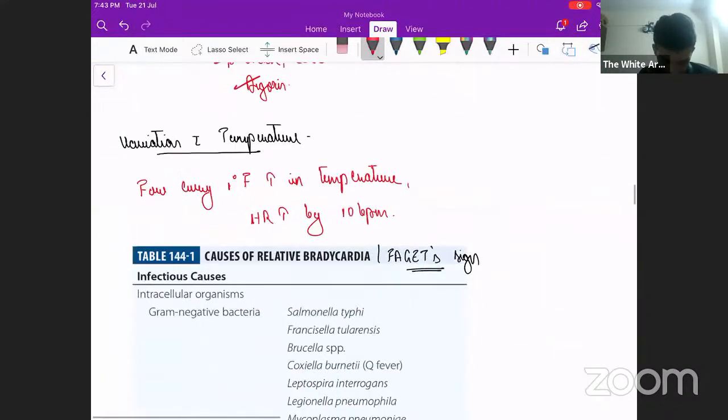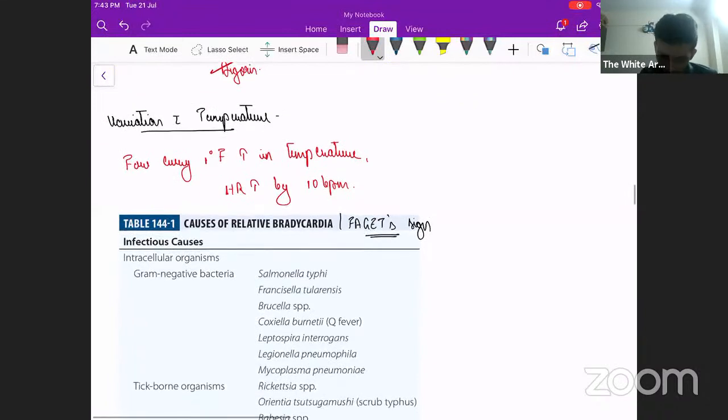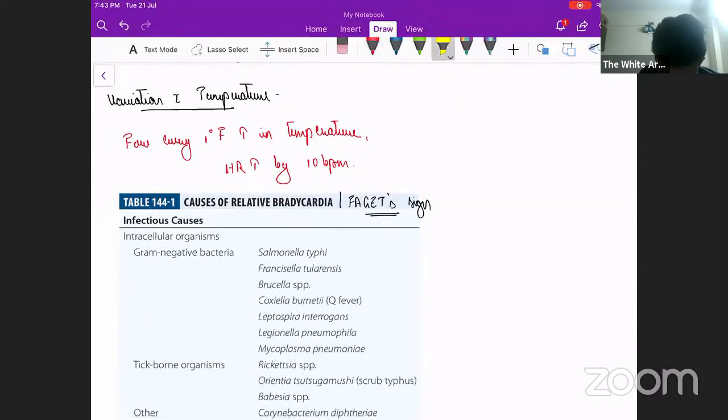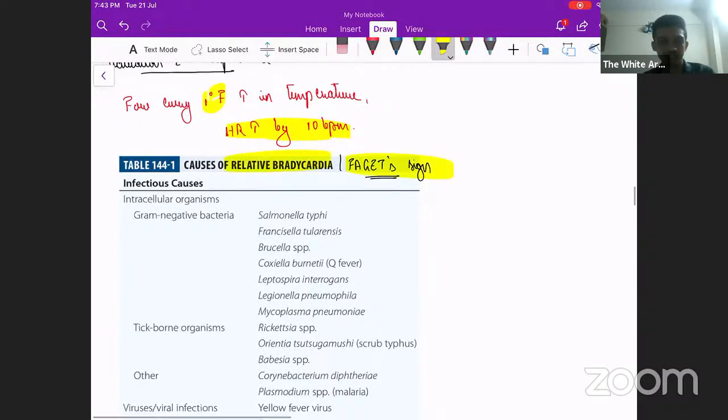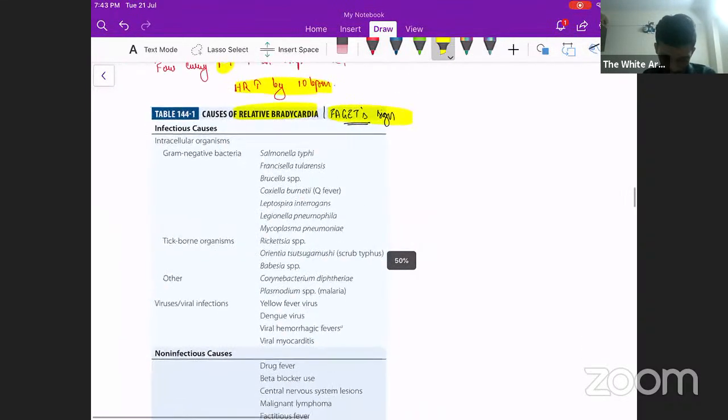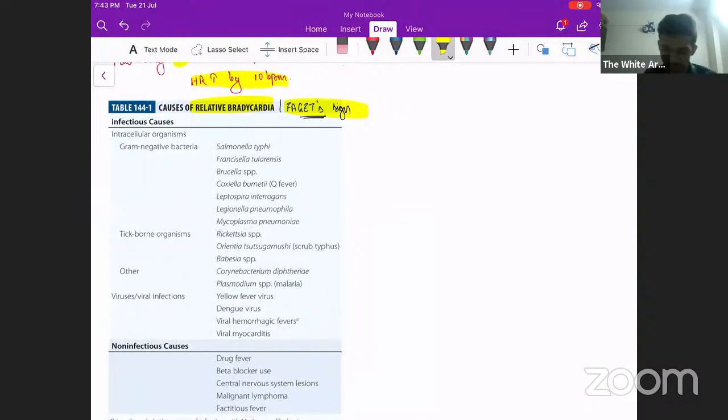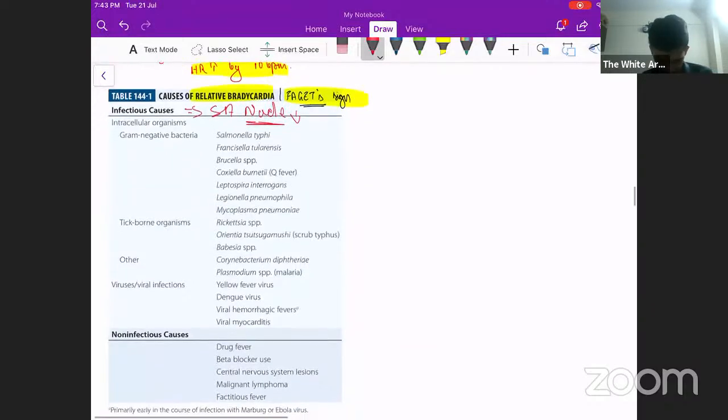So next is this very important question: variation with temperature. What we expect is for every 1 degree Fahrenheit increase in temperature, heart rate must increase 10 beats per minute. So this is the usual norm. But if this doesn't happen, then we call it relative bradycardia, or Faget's sign. Here we expect infective causes and non-infective causes. Infective causes are because of direct SA nodal depression. SA nodal activity is decreased.